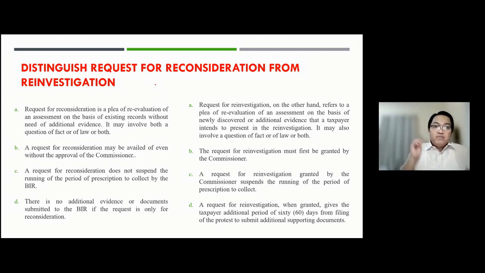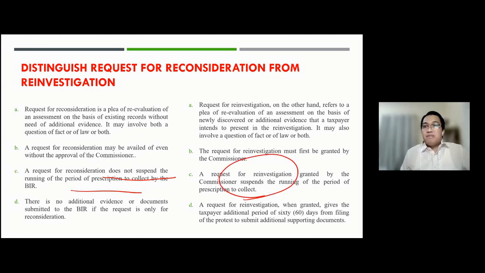Okay? Sa request for reconsideration, you can avail this even without the approval of the Commissioner of Internal Revenue. Sa request for reinvestigation, approval of the Commissioner of Internal Revenue is required. Okay? Sa request for reconsideration, it does not suspend the prescriptive period to collect of the BIR. While the same is suspended kapag sa reinvestigation.